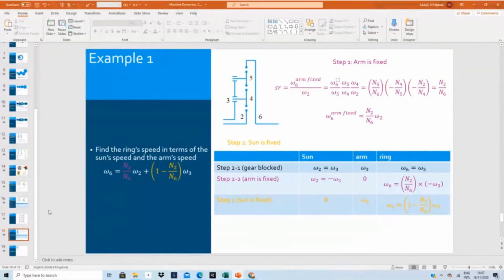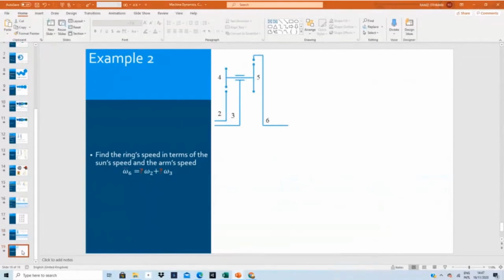So I will have another example, this one, and it will be the same procedure. Two steps. Step one, the arm is fixed. Step two, the sun is fixed, or the input is fixed, any one, because we can have the input as a ring also. It's not necessarily only a sun. So step one, I have said the arm is fixed. Step two, one of the inputs other than the arm is fixed.